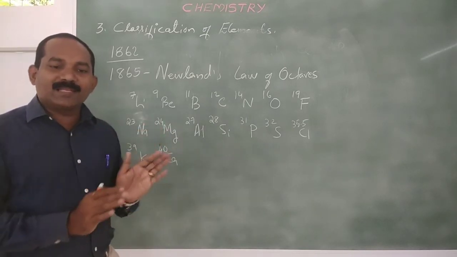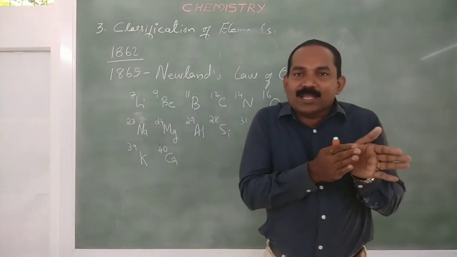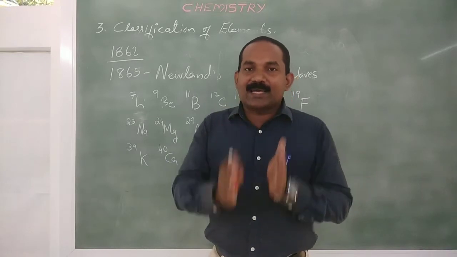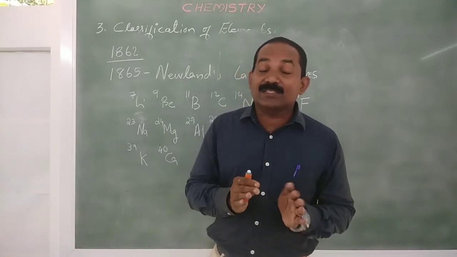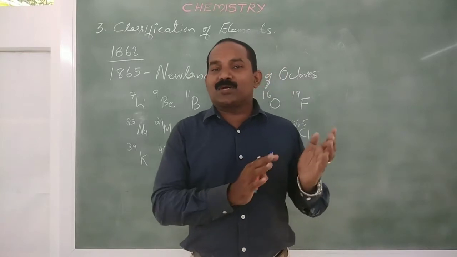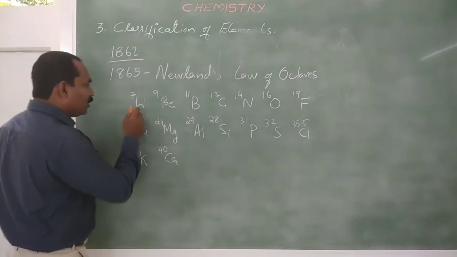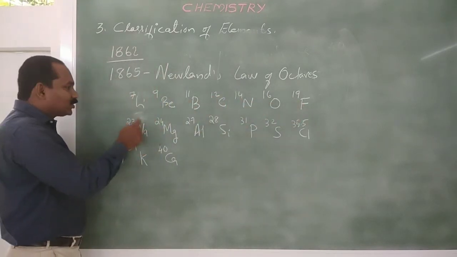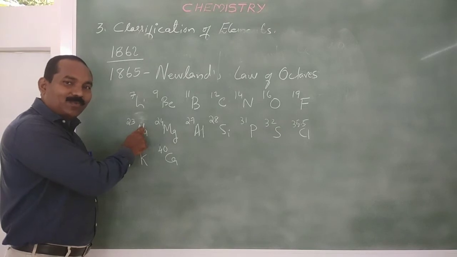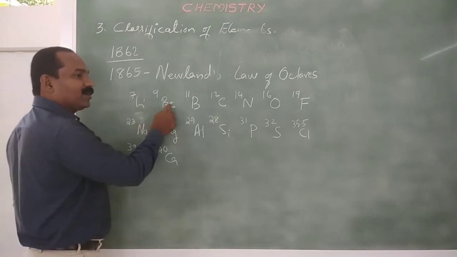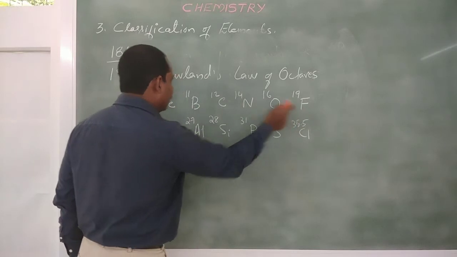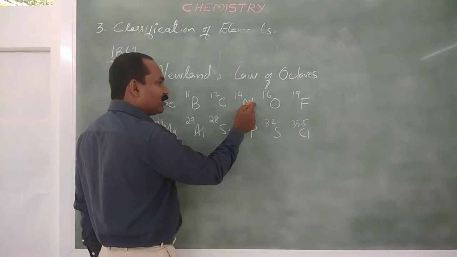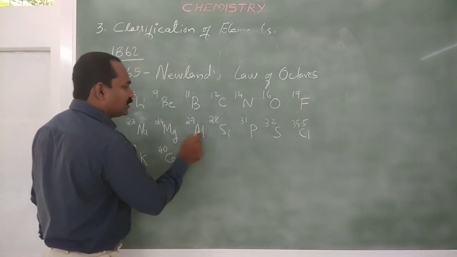So Newlands arranged the elements in the increasing order of their atomic weight, and the eighth element has a similar property to that of the first element. You count it: 1, 2, 3, 4, 5, 6, 7, 8. So lithium and sodium have similar properties. Starting from here, 1 to 8: beryllium and magnesium, similar properties. You can start from here, 1 to 8, similar property.